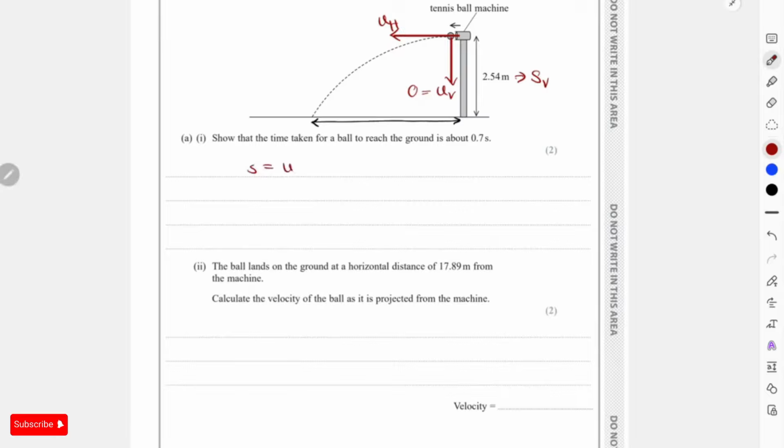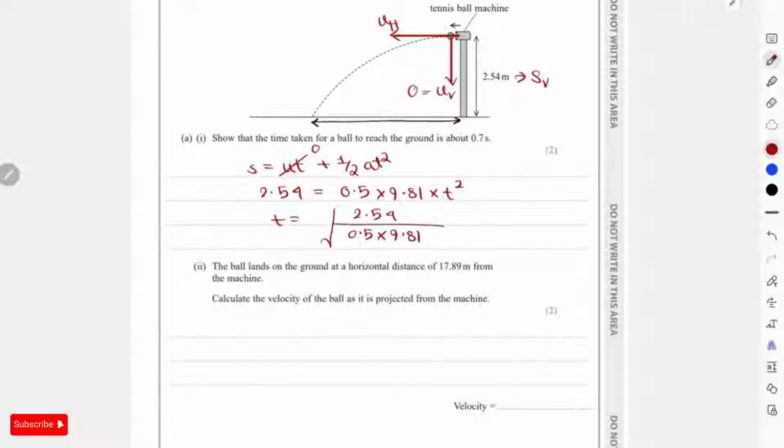So we can write S equals to UT plus half AT square, where this thing will entirely be 0 because UV was 0, right? So S was 2.52. So 2.54 multiplied with 0.5, 9.81 multiplied with t square. So t in that case will be 2.54 over 0.5 multiplied with 9.81, entire thing under a root. So if you calculate this, you're supposed to get the value of your time as 0.72 second, which is approximately close to 0.7.